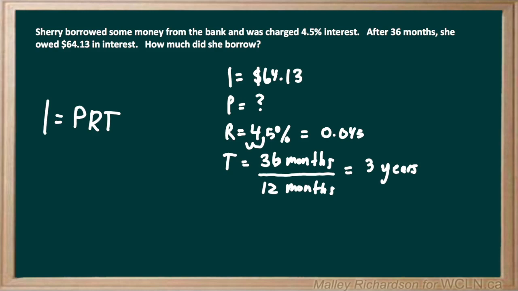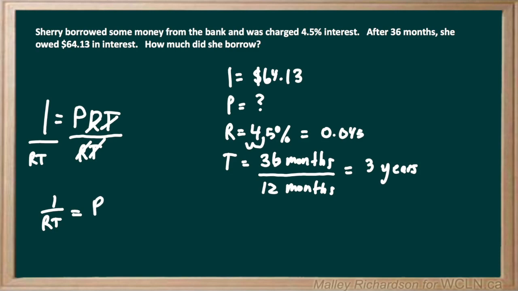As we can see, P is connected to the R and T through multiplication. To get rid of this R and T by multiplication, we do the opposite, which is division. So we divide our right side by R and T to isolate for P. But whatever we do to one side of the equation, we have to do to the other side. So we divide our left side by R and T as well. As we can see, these R's cancel out and these T's cancel out. So we're just left with I over RT equals P.